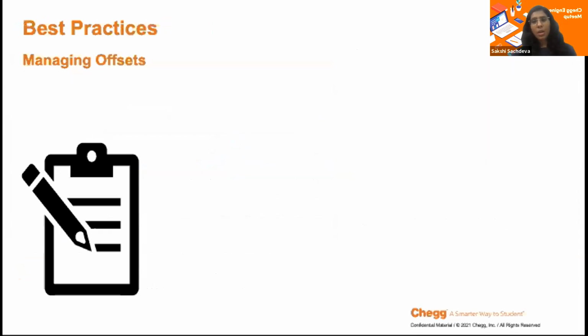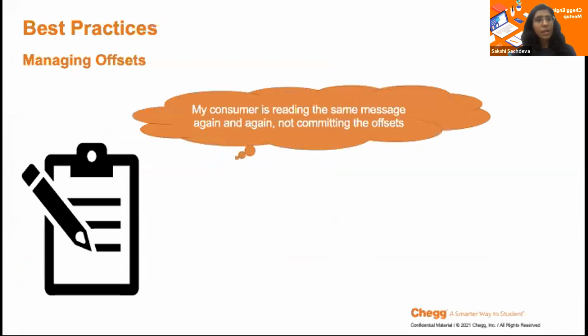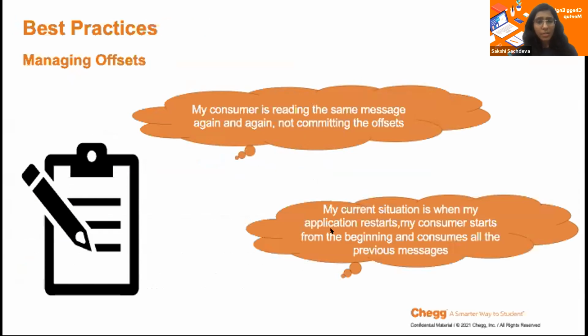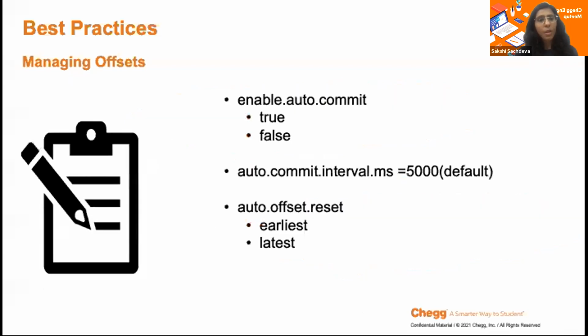Okay. So the last one: sometimes we run into conditions where my consumer is reading the same message again and again. It is not committing the offset. Or in my current situation, when my application is restarting, it is replaying all the events from the beginning. It is consuming all the previous messages. So what can be the situation, and how do we tweak the configs here?